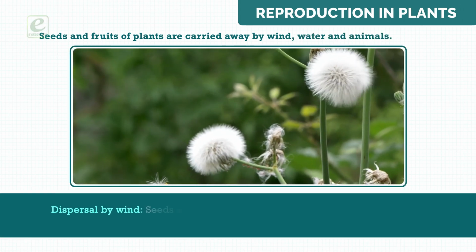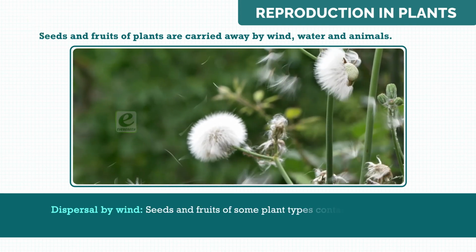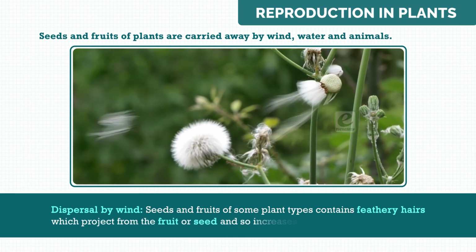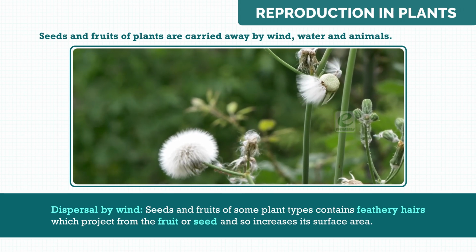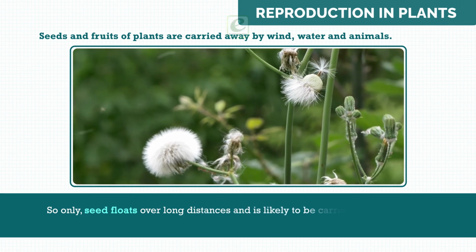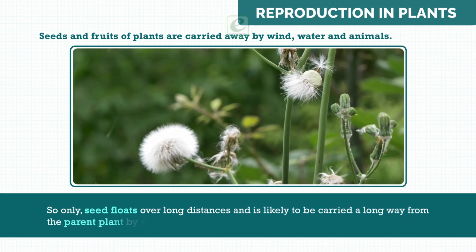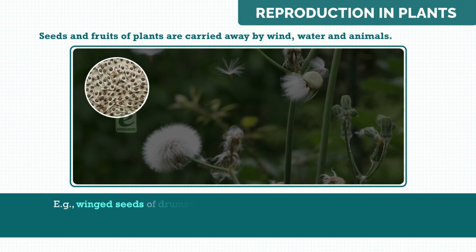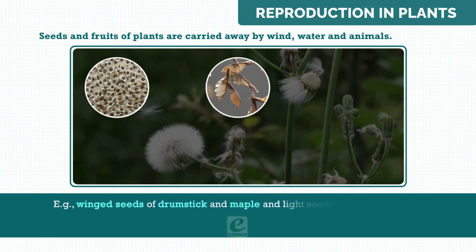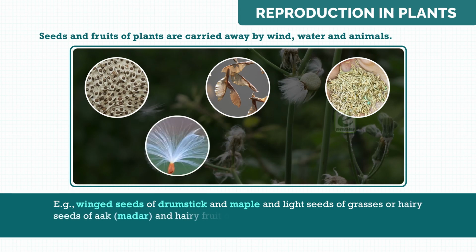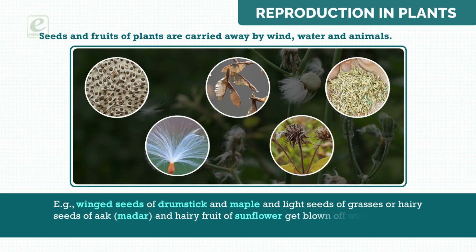Dispersal by wind. Seeds and fruits of some plant types contain feathery hairs which project from the fruit or seed and so increase its surface area. So the seed floats over long distances and is likely to be carried a long way from the parent plant by slight air currents. Examples are winged seeds of drumstick and maple, light seeds of grasses, or hairy seeds of ak, madar, and hairy fruit of sunflower, which get blown off with the wind to faraway places.